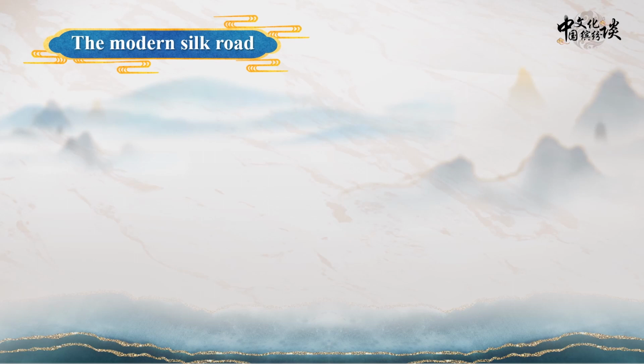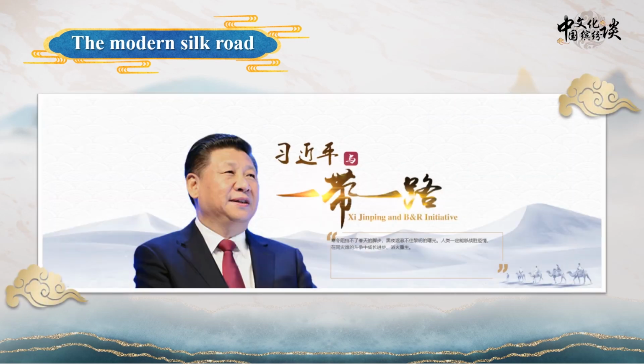Finally, we are going to talk about the modern Silk Road, the Belt and Road Initiative. When Chinese President Xi Jinping visited Central Asia and Southeast Asia in September and October of 2013, he raised the initiative of jointly building the Silk Road Economic Belt and the 21st Century Maritime Silk Road, the Belt and Road Initiative, which have attracted close attention from all over the world.